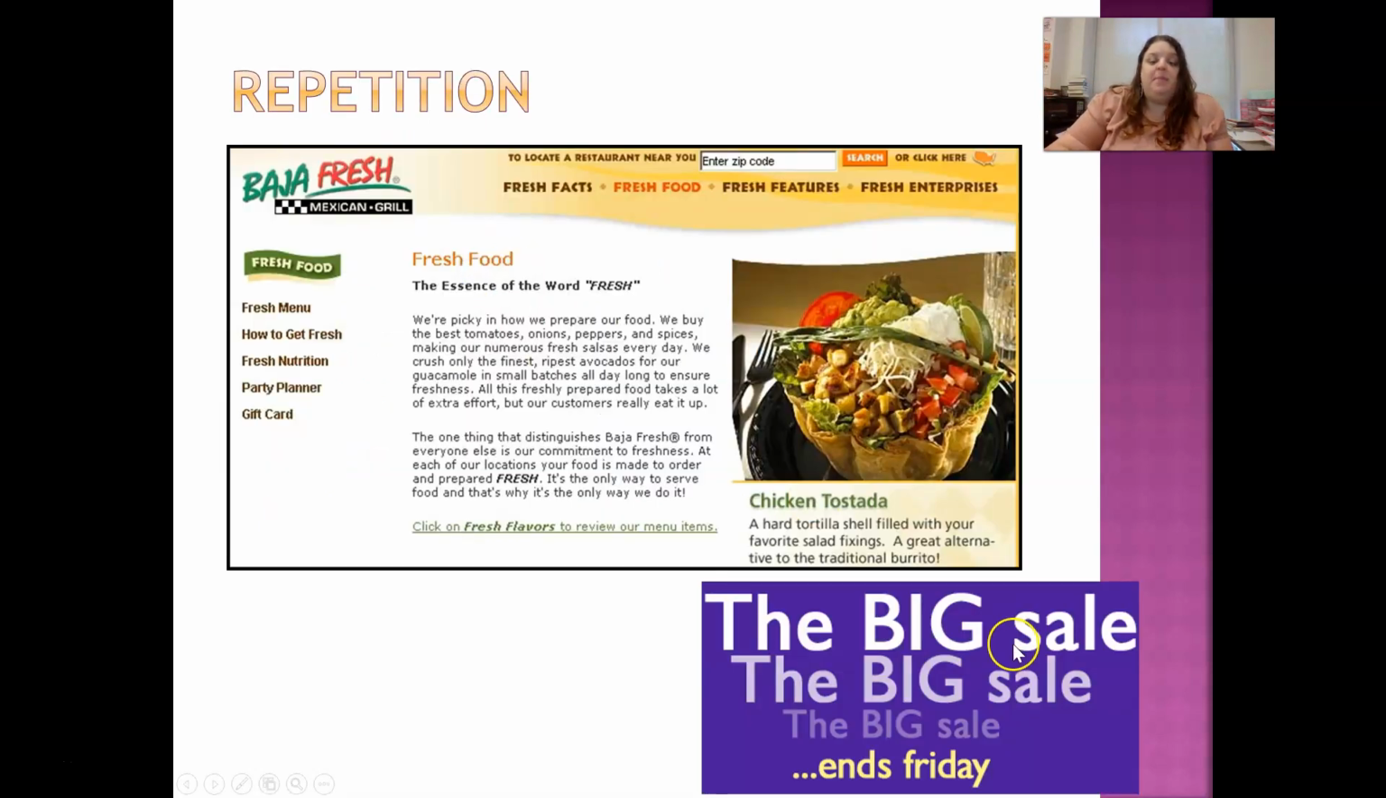So here are a couple examples. Big sale, big sale, big sale. That sale's big. Ends Friday. So they're also using that persuasive appeal of Kairos or exigency, right? Act now, it ends Friday. You only have a little bit of time, right? And the repetition. With this Baja Fresh ad, right? Baja Fresh, fresh facts, fresh food, fresh features, fresh enterprises, fresh, fresh, fresh. So it's fresh everywhere. Right? You're expecting that food to be fresh, right? If it's not, like, be bitter because it says fresh on there like 5 million times, right? But they're using repetition. They want you to know their product is fresh.